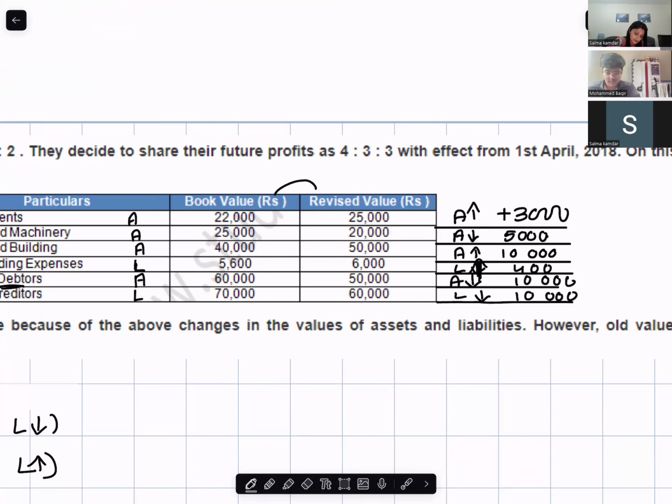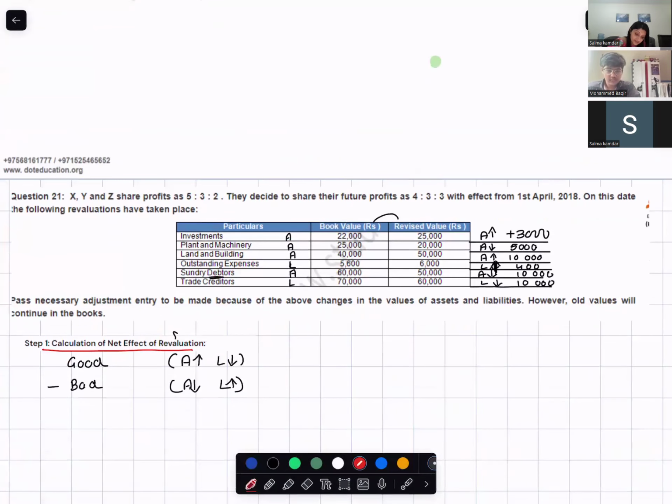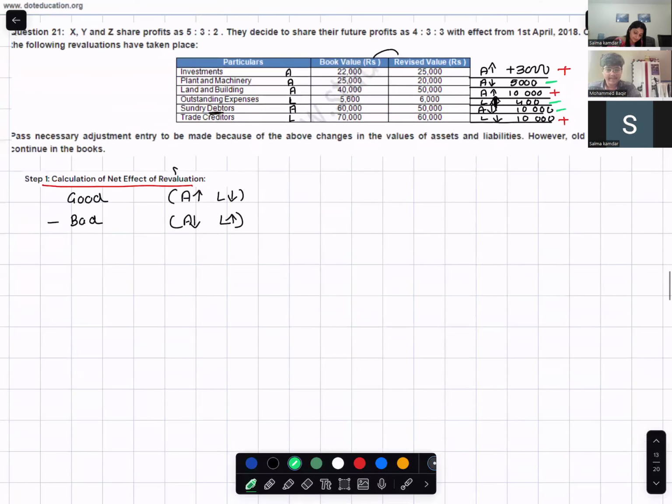So what are you going to add? Assets increase and liabilities decrease, add. What are you going to subtract? Assets decrease, liability increase, and asset decrease. Okay, very well.